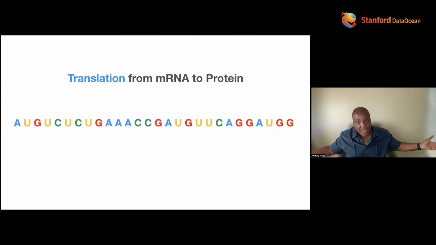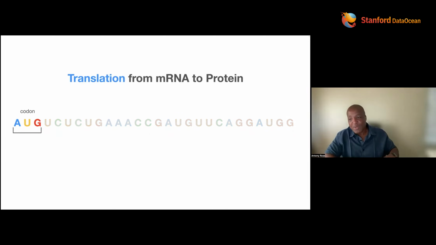Now we need to translate it. RNA doesn't do us any good. We need a protein. So how are we going to do that? We need to translate it from RNA to a protein. Well, how does that happen? It turns out that RNA is read as triplets, known as a codon. It reads this triplet that specifies a particular amino acid.